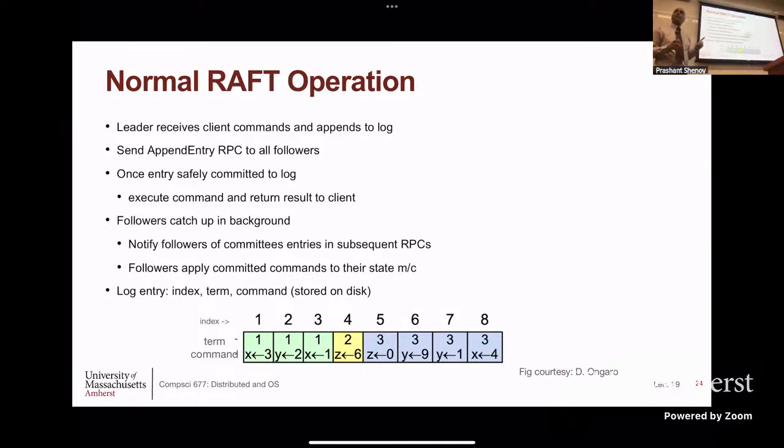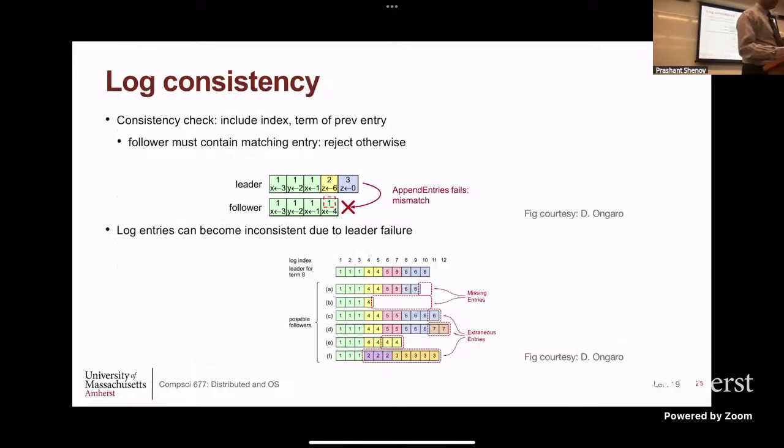So now the problem comes when some followers have failed, and then they come back up and they find that their log is very different from the leader's log because they didn't receive some of these entries, they had failed. So you have to essentially reconstruct that log.